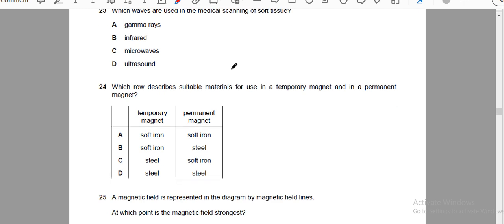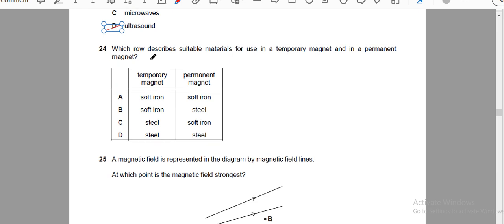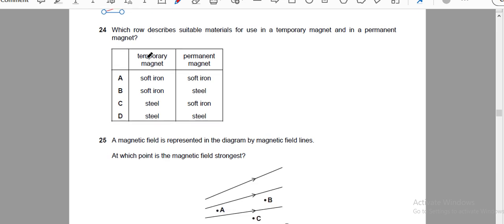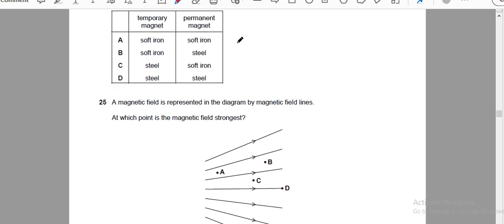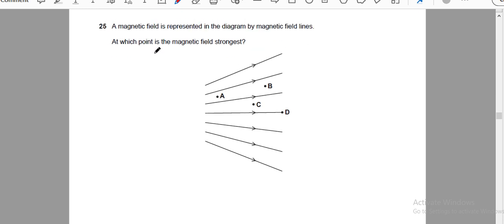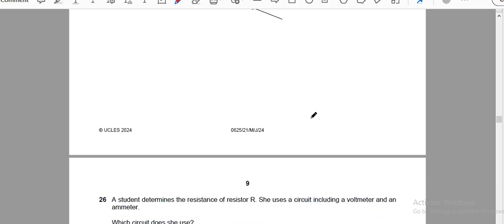Which is used in medical scanning of soft tissue? It is the ultrasound. Remember, X-ray is used for hard tissue, which is bones. Which describes suitable material for temporary and permanent magnets? Certainly soft iron and steel. Which point is strongest? It will be A, because the lines are closer to each other than at the other points.